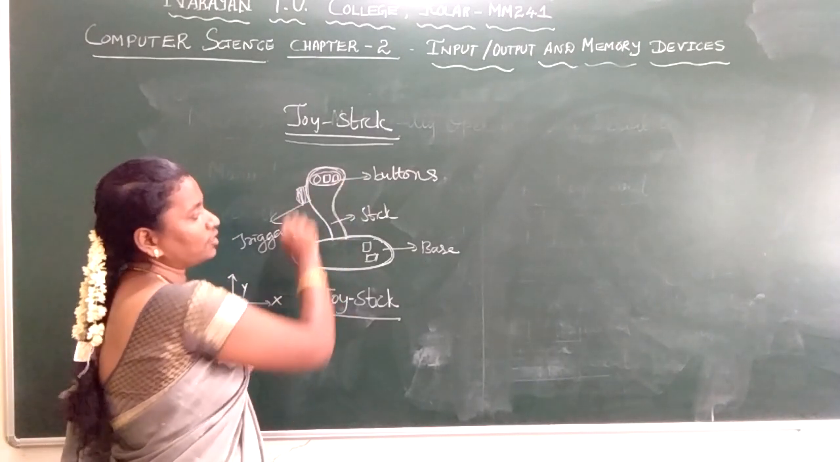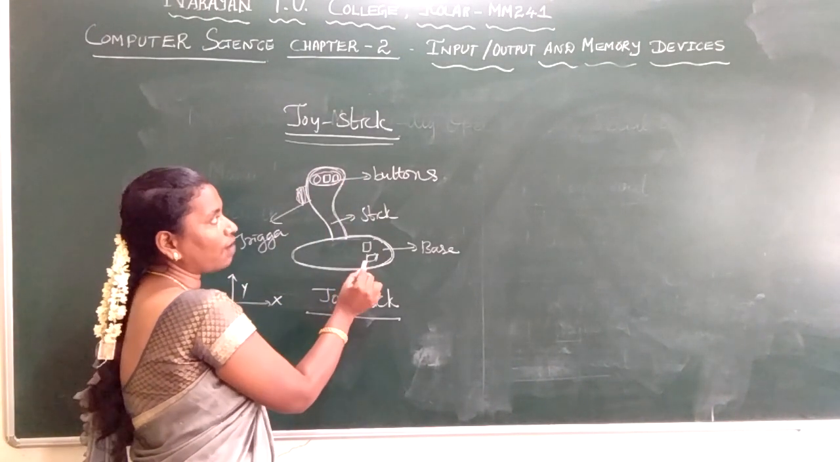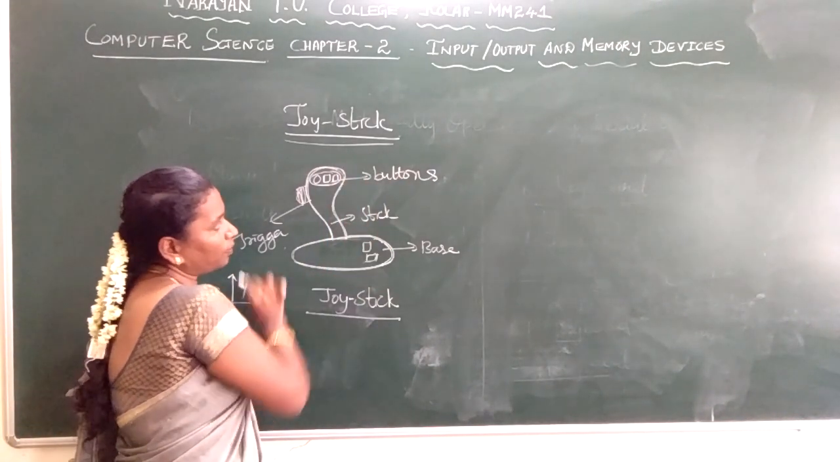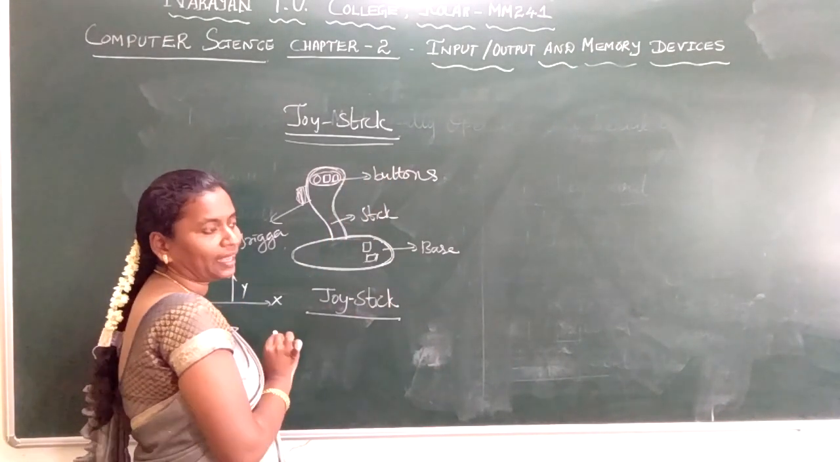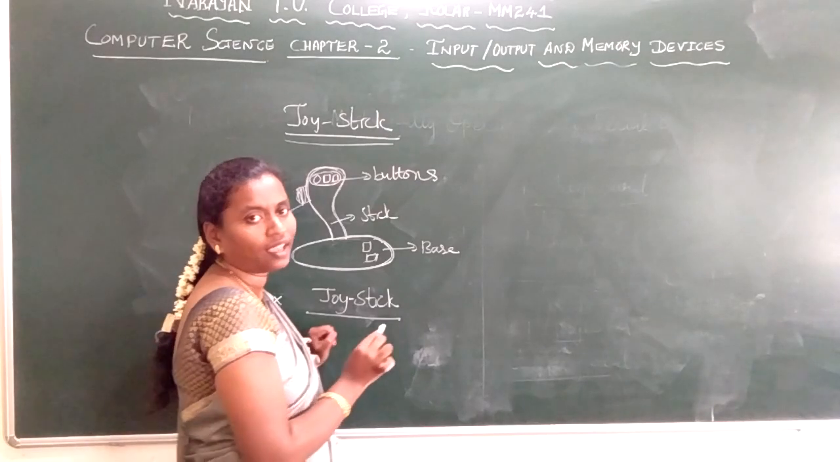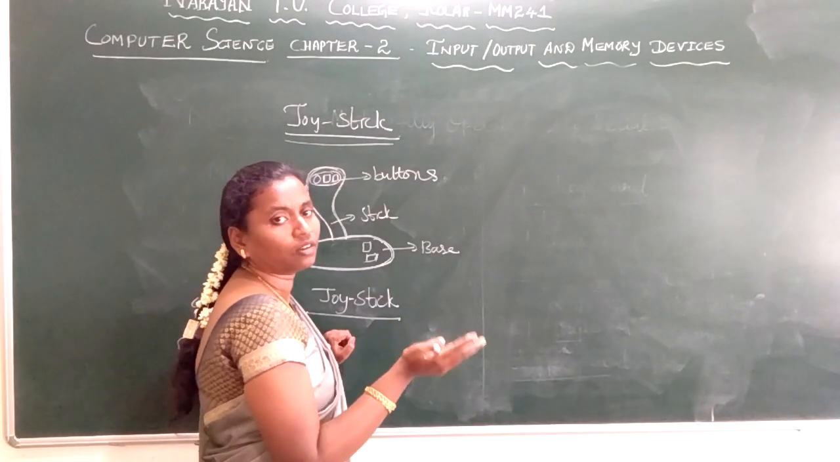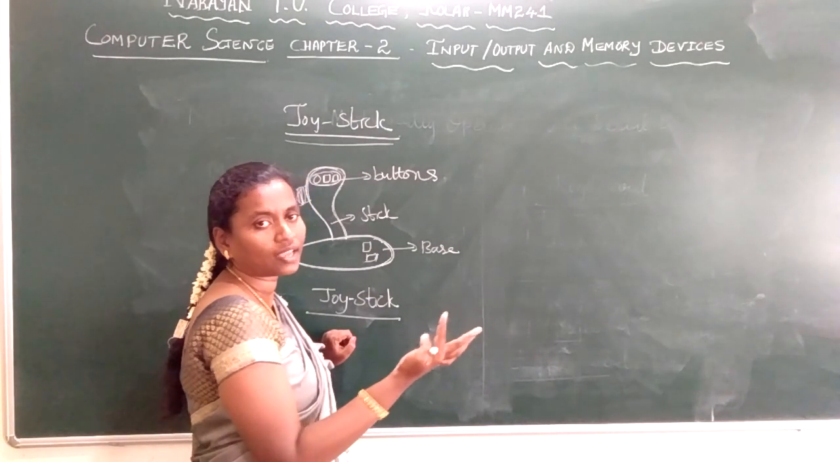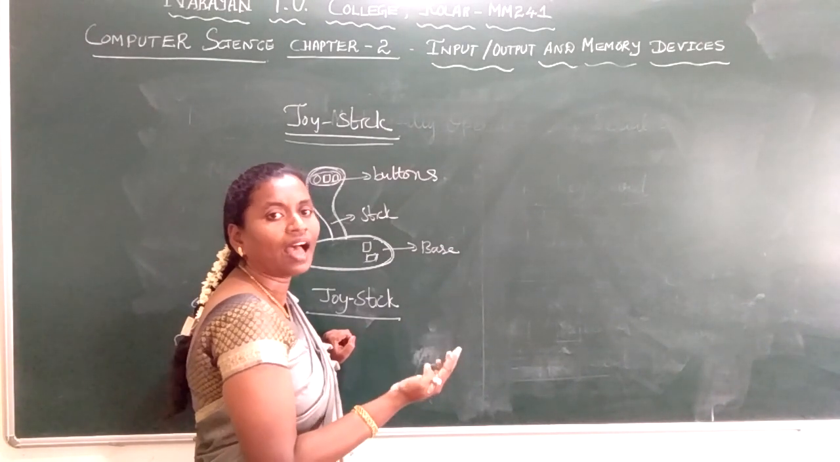When I talk about the parts of the joystick, we have a stick, a base, buttons and triggers. And basically what is the purpose of using this joystick? We can play games in all the directions, even in 3D. Even in the Z direction we can move the joystick. X axis, Y axis, Z axis. We can even change the angle.